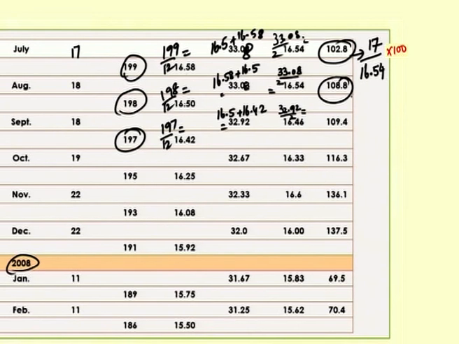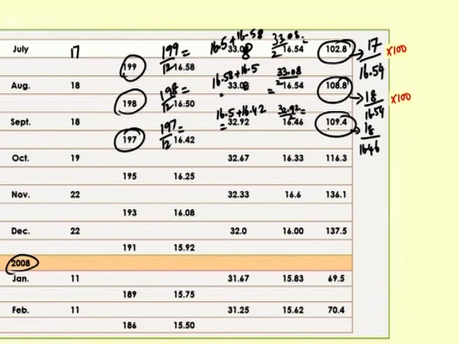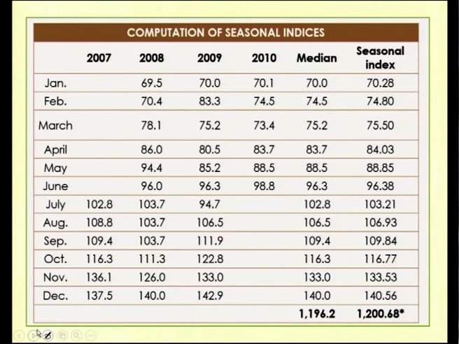Similarly, 108.8 is 18 divided by 16.54 into 100, which you have calculated, and 18 by 16.46 into 100 is 109.4. Likewise, all the values are calculated. Next, computation of the seasonal index.